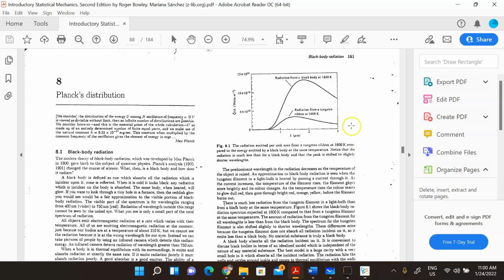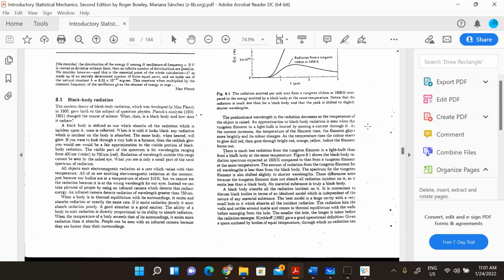So here you can see two different bodies. One is from a black body, and you can see the area under the curve is much larger over here compared to this body, which is just tungsten, which is not a perfect black body, and it actually has a smaller area under the curve. So that tells us the black body is the best emitter or absorber of the physical bodies.